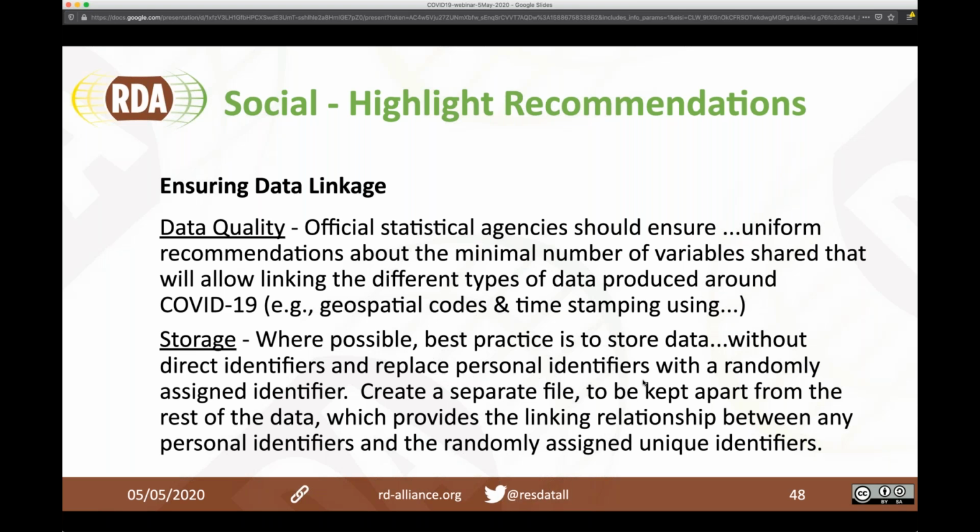But it's important also to keep a separate file apart from the rest of the data that does provide that linking relationship, so that the things that we can use to link the data to others are not destroyed, but rather available under controlled circumstances to be connected with other data.